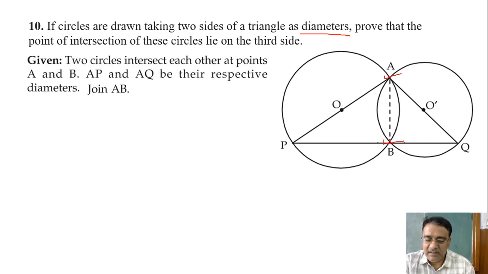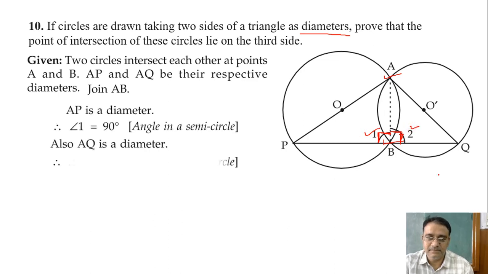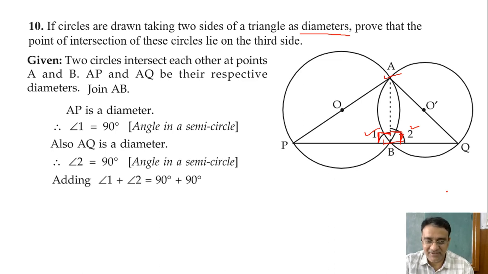Okay. Now AP is the diameter. So what is the value of this angle? 90 degree. Why? Angle in a semicircle. Very good. Similarly, this also 90 degree because AQ is a diameter. ठीक है. So angle 1 और angle 2 दोनों 90 degree हो जाएगा. Now what is the sum of angle 1 and 2? 180 degree. Right, 180 degree.